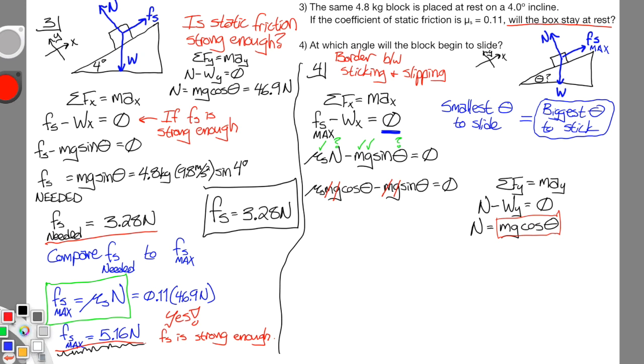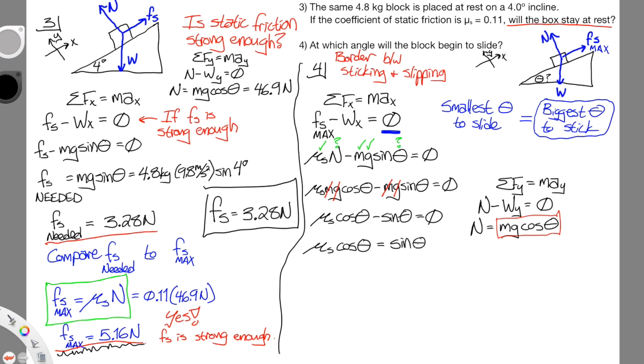Rewriting what we have, mu static times the cosine of theta minus the sine of theta equals 0. And this is where we have to do a little bit of a math trick. And I will show you what I mean. We have a cosine of theta and a sine of theta. And if we had just one trig function, then we could take the inverse trig function to solve for the angle, because we know the static coefficient. However, we don't. So we have to rearrange things and see if we can find a way to combine these two trig functions into one.